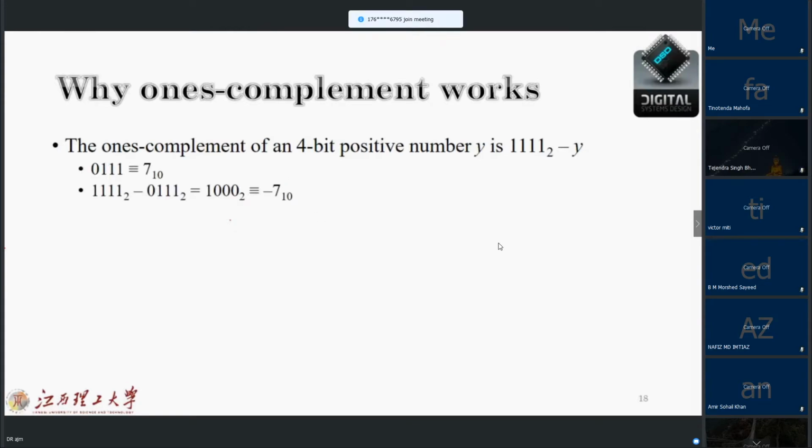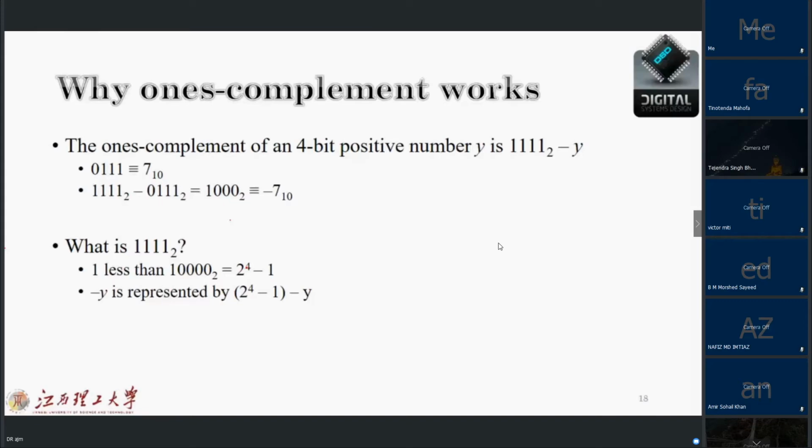Let us continue. But what exactly is this 1 1 1 1 in base 2? You know that 1 less than 1 0 0 0 0 in base 2 is equal to 2 raised to 4, meaning the number of bits, minus 1. And this is represented by something like this: 2 to the power 4 minus 1 minus y.